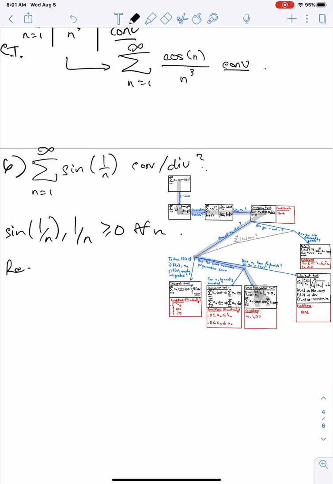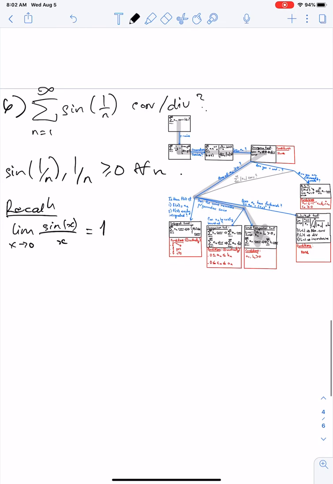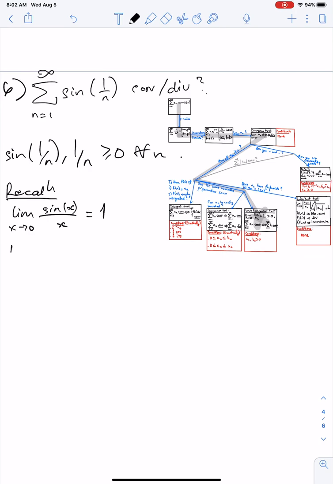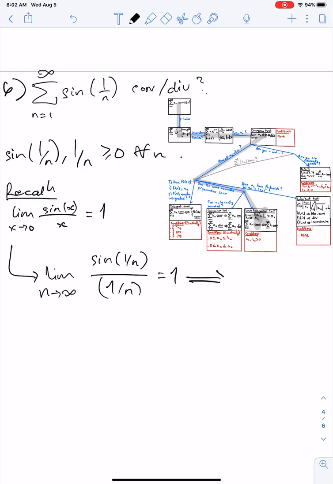Now recall a few things. Remember that the limit as x approaching 0 of sine of x over x equals 1, right? One of the standard limit examples in first semester. So this is going to be very useful for us because this implies the limit as n approaching infinity of sine of 1 over n over 1 over n is equal to 1, right? So by the limit comparison test, the infinite series of sine of 1 over n has got to be divergent.